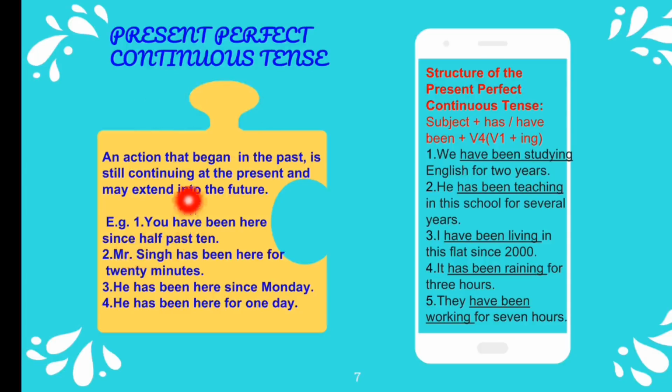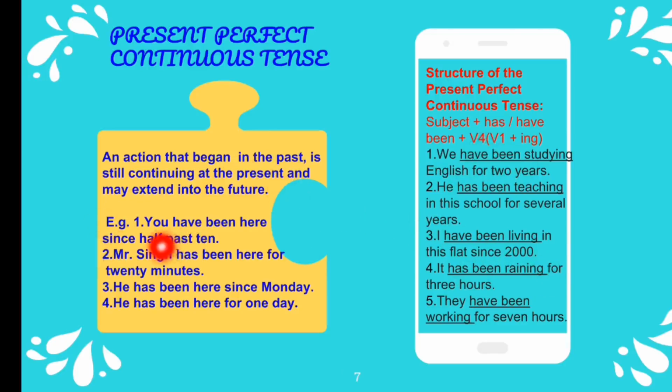Now let's see the examples of present perfect continuous tense. Dear children, I told you perfect means has or have, then continuous means ing. But when you use ing along with has or have, you have to add the word been also. Now let's see the structure of the present perfect continuous tense. The first one is subject plus has or have plus been plus verb ing, that is V1 plus ing or V4 form of the verb. Then remaining things in the sentence you can write over there.